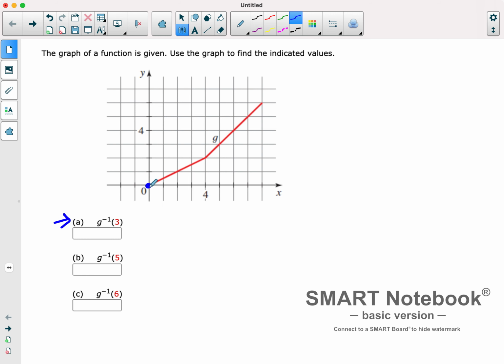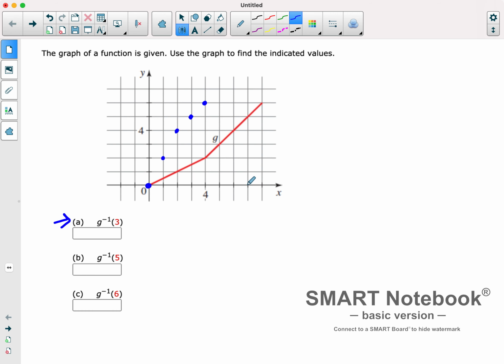The inverse of 0, 0 would be 0, 0. But on the g function, we have a point at 2, 1. So the inverse would be 1, 2. Similarly, we have a point at 4, 2. So we could find the inverse, which is now at 2, 4. There's a point at 5, 3. So I can put a point on the inverse at 3, 5. 6, 4 has an inverse of 4, 6.